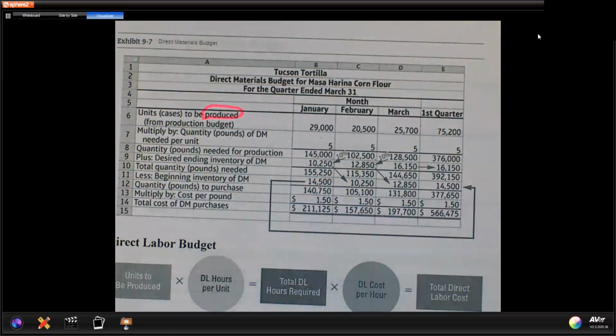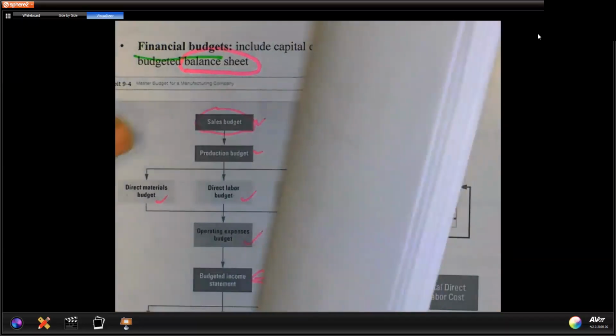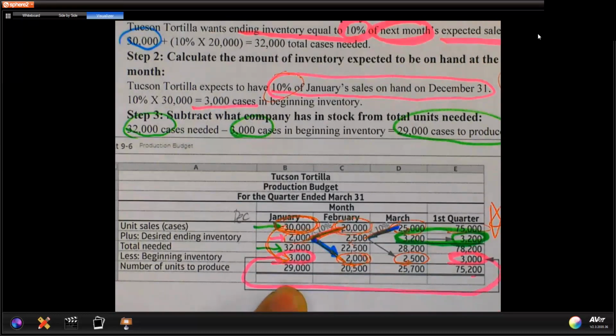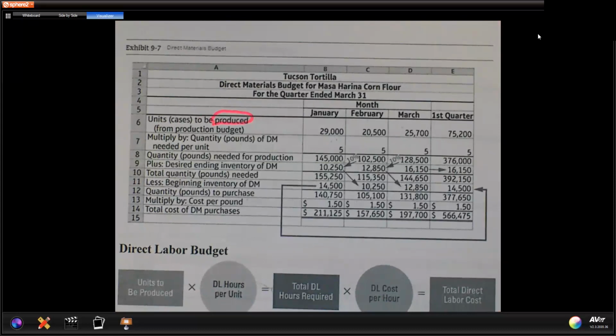production you need. So we calculated January, we need to produce 29,000 units. If you don't remember, then you can go to this page. You should know we have to produce 29,000 units in January. But how much material do we need, right? We want to produce tortilla, we need to have some flour, we need to have some sugar, spices.